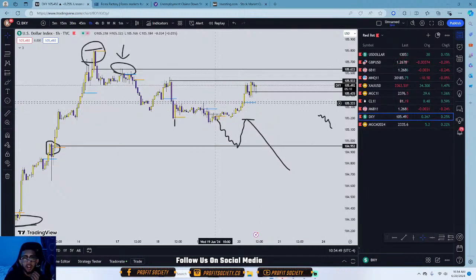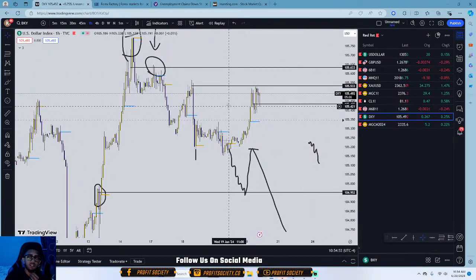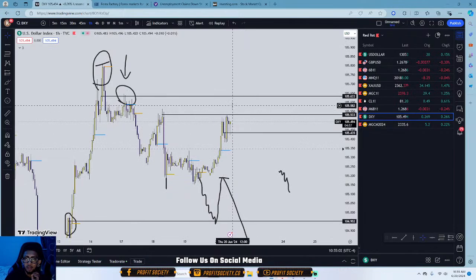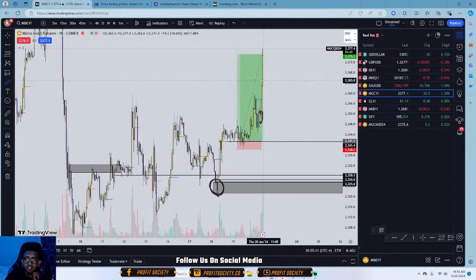And for some of you guys, that may be confusing because you see gold going bullish and you see the dollar going bullish, and you're like, how is that possible? It probably is possible because it just needs to come up and sweep some liquidity. That's all it needs to do. Look at that. Look at gold go.